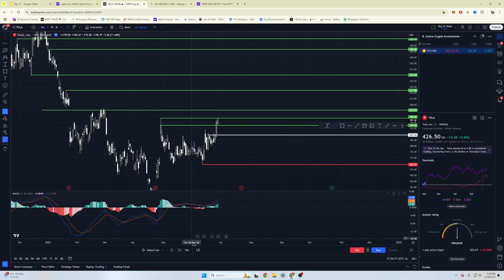Second target is hit. So at this point, you want to start trailing your stop. So I like to trail my stop at every target. But after the second target, you definitely want to start trailing your stop. So I would trail my stop to the next swing low, which is like here. I would trail it here.